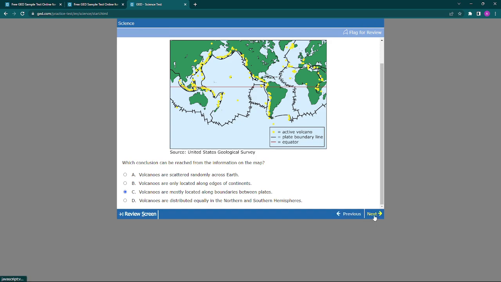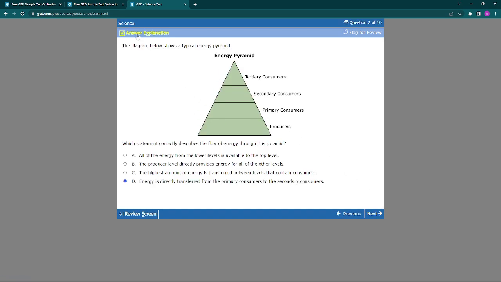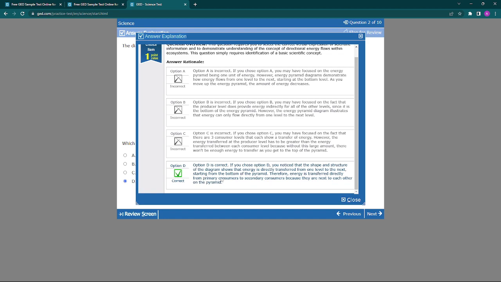So, okay, the next one. Energy pyramid, answer explanation. Option D is correct. If you chose option D, you noticed that the shape and the structure of the diagram shows that energy is directly transferred from one level to the next, starting from the bottom of the pyramid. Therefore, energy is transferred directly from primary consumers to secondary consumers because they're next to each other on the pyramid.